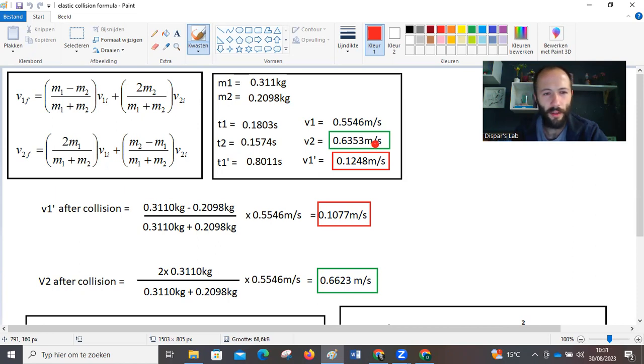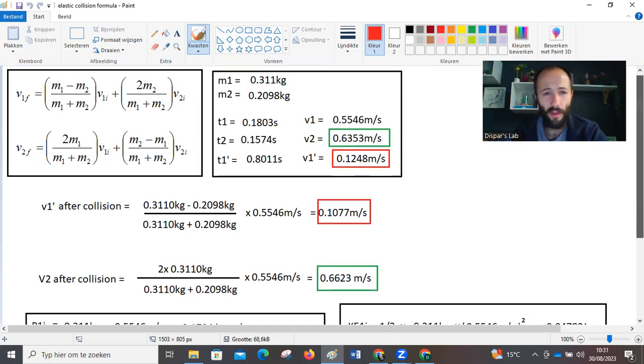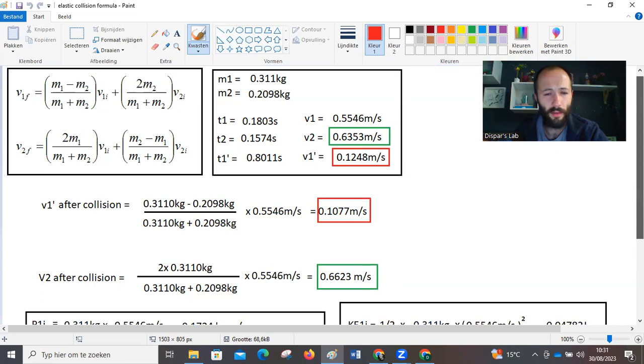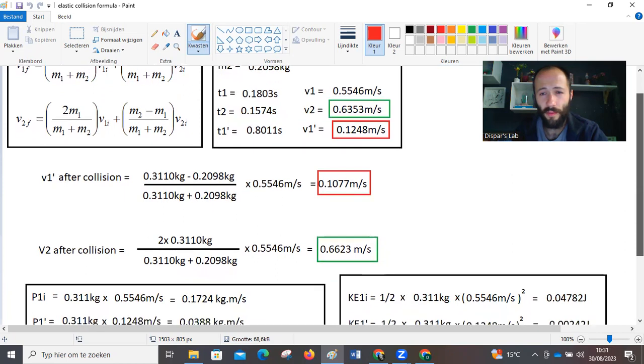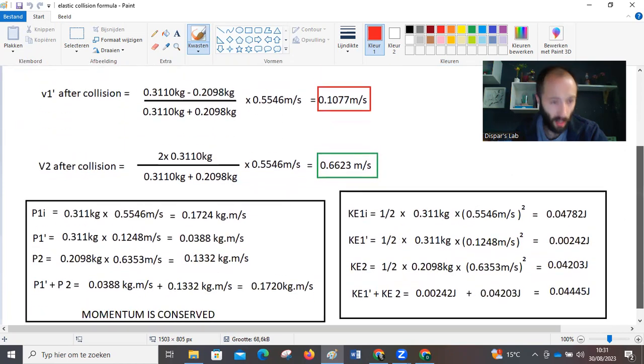Okay, so again, this equation is pretty reliable. The differences between the prediction and the results are not too far off. And so these are the velocities. Now let's check for the momentum, the momenta.